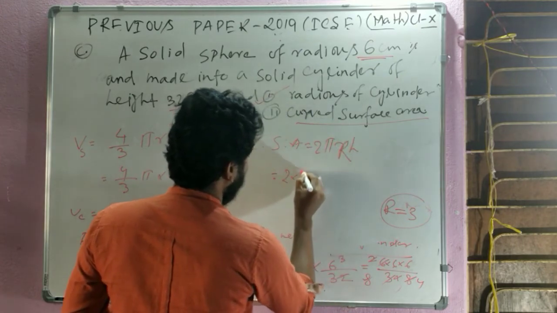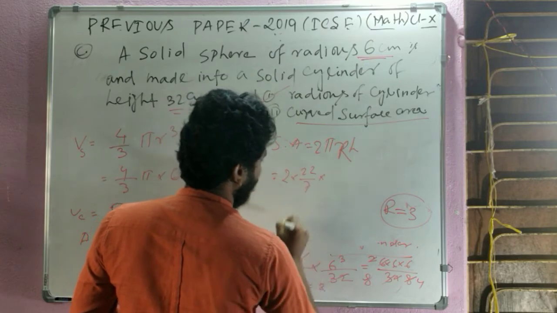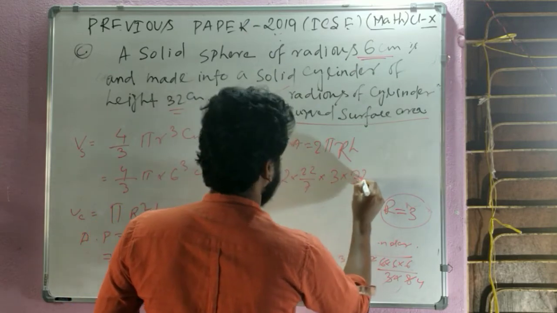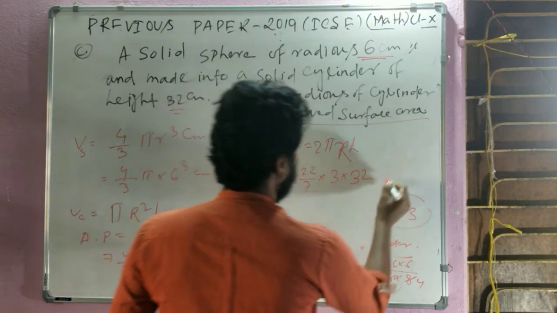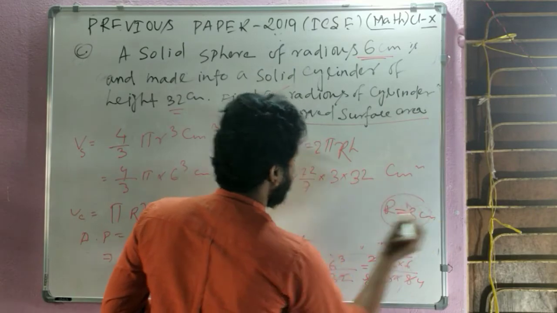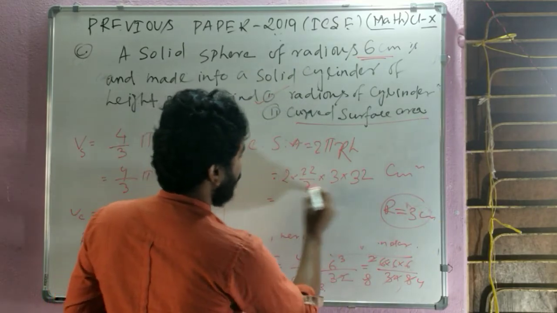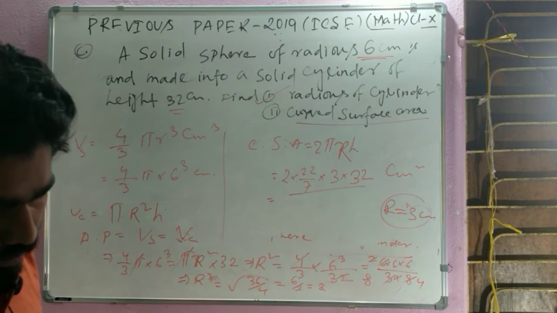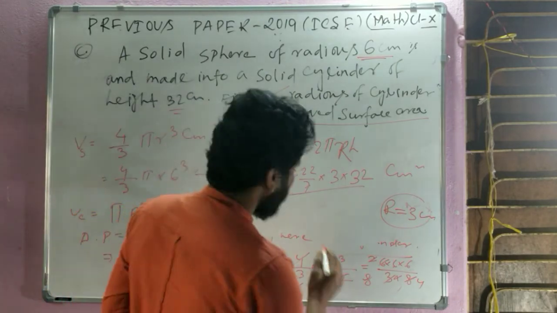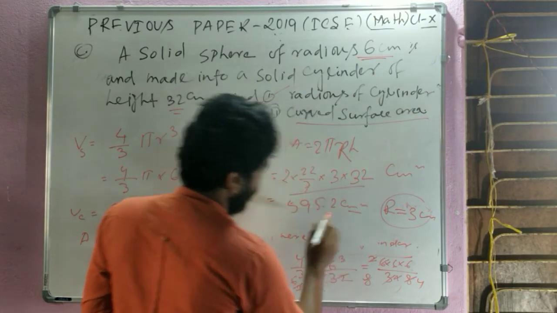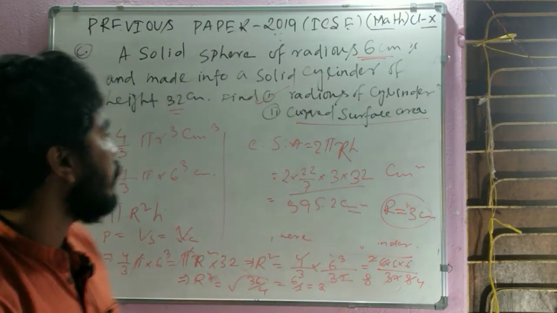2 pi means 22 by 7 into r means 3, h means 32. So centimeter square, this is the area. Multiply this and the answer is 35995 into 2 centimeters square. This is the curved surface area.